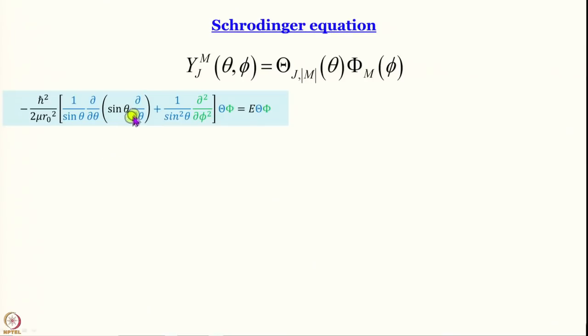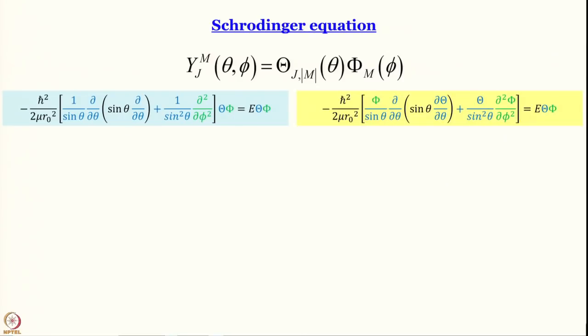What about this one? Here capital phi will be constant. So, we will get capital phi by sin theta multiplied by del del theta operating on sin theta del capital theta del small theta. Okay. So, this is what I get, right? What are we trying to do? We are trying to separate the equation.